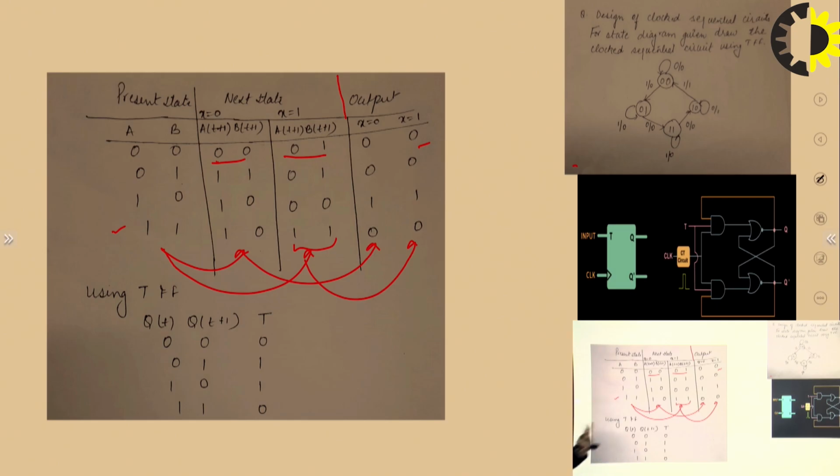So this is how you will create this table. This is the next step. After reading your state diagram, you have to make your state table. This is the state table, right?